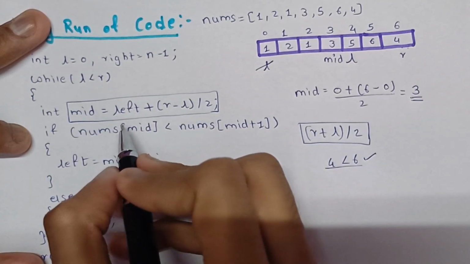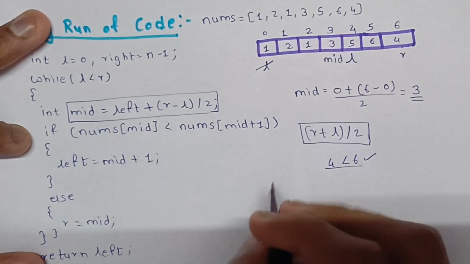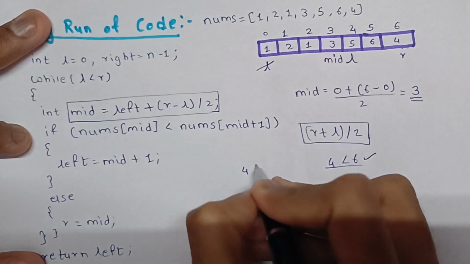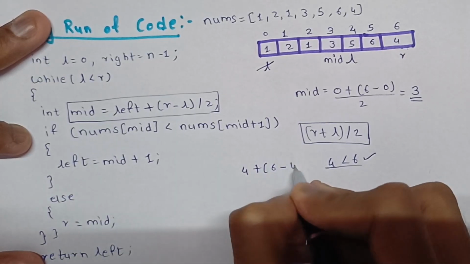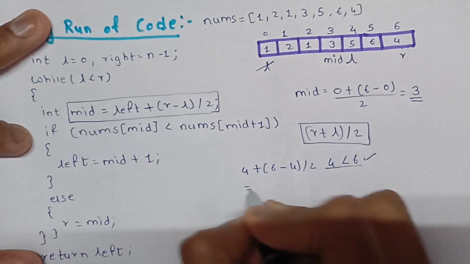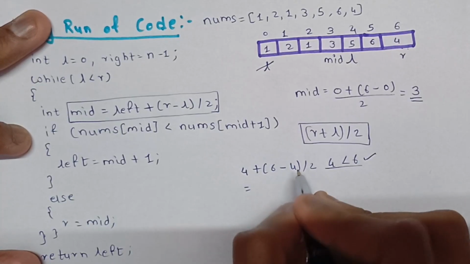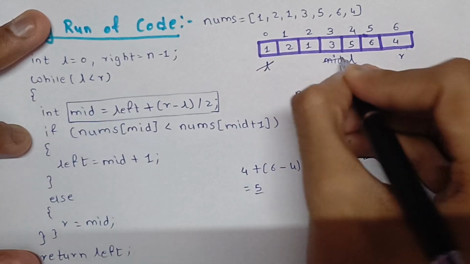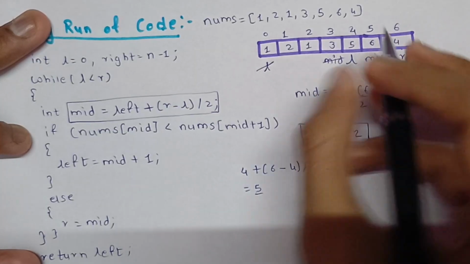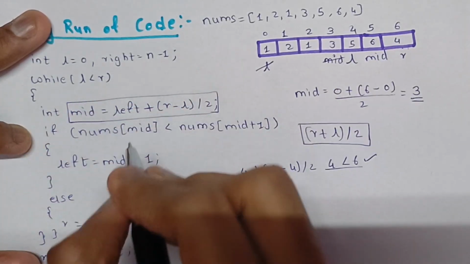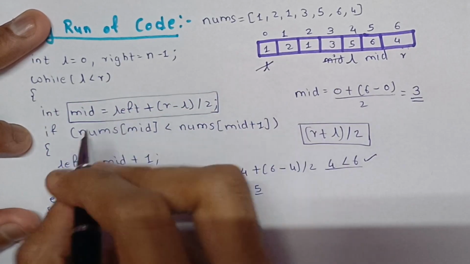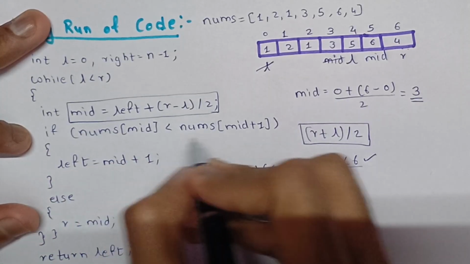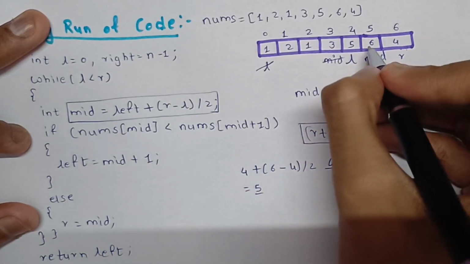Now we will come inside. Mid is equal to left plus (right minus left) divided by 2. Left is 4 and right is 6, so 6 minus 4 is 2, 2 divided by 2 is 1, and 1 plus 4 is equal to 5. So mid will move here. Now we check nums of mid is less than nums of mid plus 1.